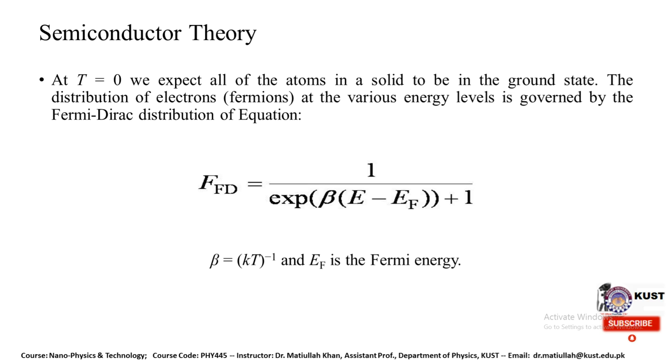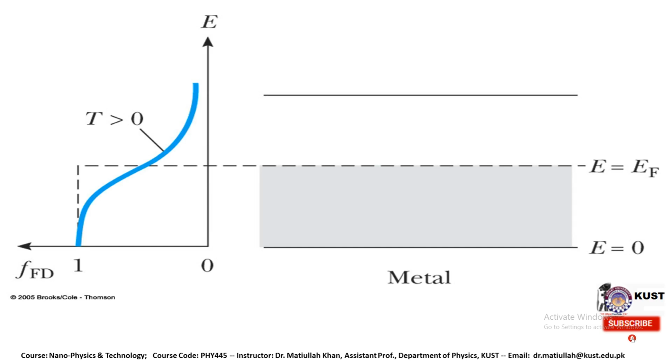industries. So if we consider that at T equal to 0, all atoms in solid to be in the ground states, the distribution of electrons, that is actually electrons or fermions at the various energy levels, is governed by the Fermi-Dirac statistics, and this is the equation to describe the Fermi-Dirac statistics, where B is a constant quantity that is equal to 1 over kT and EF is the Fermi energy in this case. So this is actually the normal case of metals.